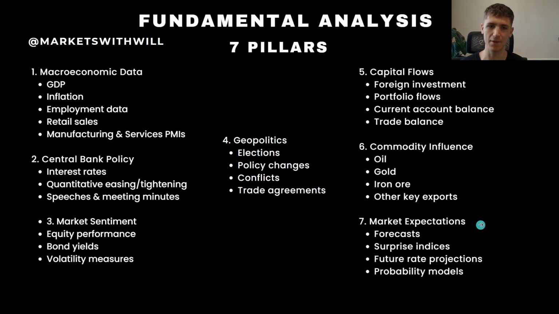So let's look at the 7 pillars of different economic indicators that you look at when you're doing your fundamental analysis. Now, all of these that you can see on the screen right now, I don't look at all of these economic indicators, but we're going to get into this now anyway. So, number 1, macroeconomic data. These are some of the economic indicators that I look at: GDP, which is gross domestic product, inflation, employment data, retail sales, manufacturing and services PMIs.